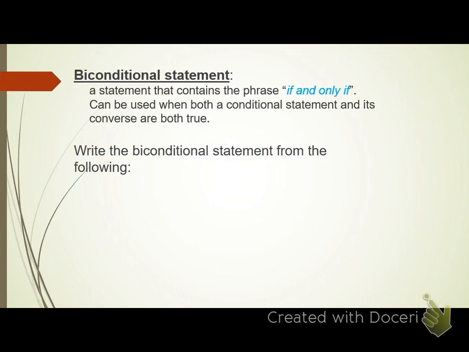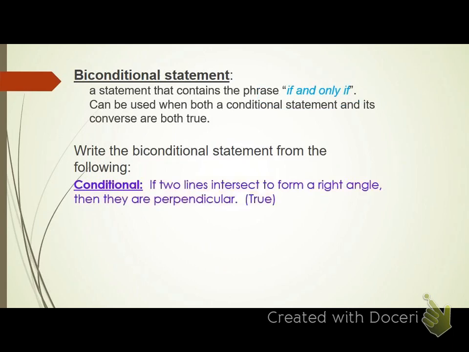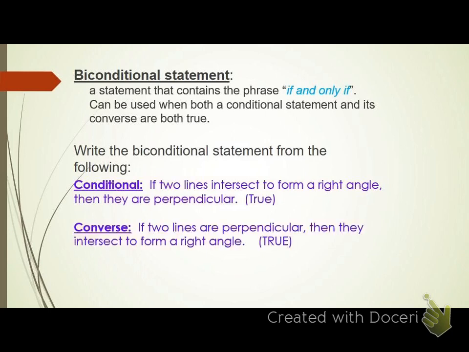And in a biconditional statement, we'll join the hypothesis and the conclusion, which now can be switched either way, with the words if and only if. We'll take if then out and put if and only if in. Okay? Now your notes may differ a little bit here, but here's what we mean. Right? We may have the conditional statement that if two lines intersect to form a right angle, then they are perpendicular, and that's true. The converse is also true. If two lines are perpendicular, then they intersect to form a right angle.